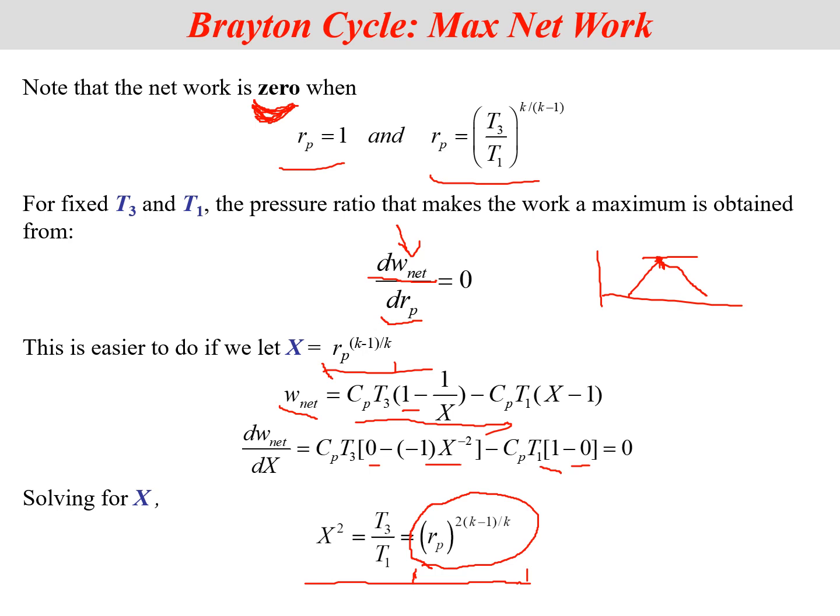I'm sure this is confusing by now, but let me just recap this. At this pressure ratio, you have this derivative to be 0, which means that W net can no longer increase by increasing the pressure ratio. After that, W net starts to decrease, and that means this pressure ratio results in the maximum net work, because the minimum net work is already known to be 0 when Rp is equal to 1.